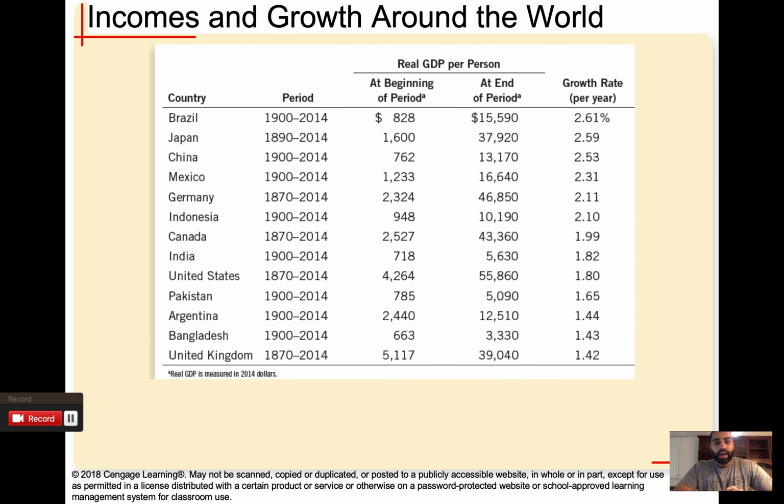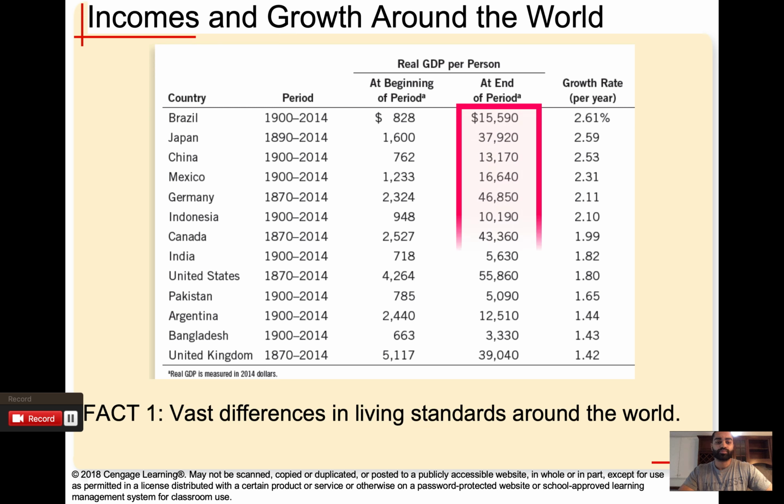So here we have real GDP per person, per capita, from 1900, or some range from 1890, all the way up to 2014, at the beginning of the period and at the end of the period. And then here we have the growth rate per year. The right-hand side is how we're growing per year. The higher the number, the more your economy is growing. You want your economy to grow. If your economy is growing, your GDP per capita is growing, meaning people are making more money and you're producing more. All in all, it is a good thing.